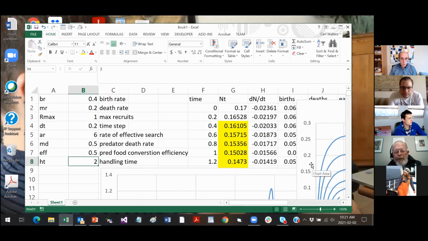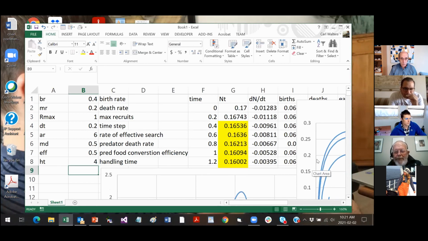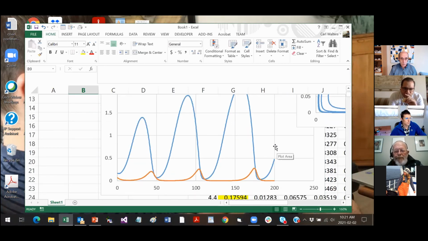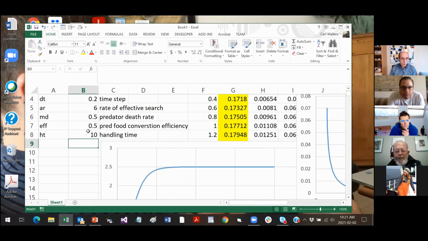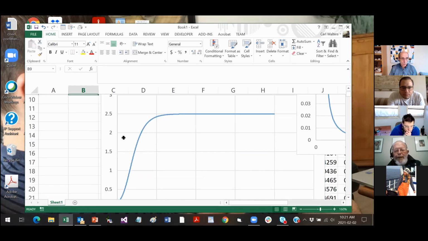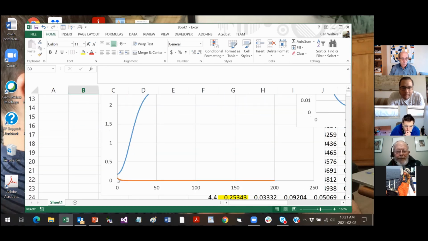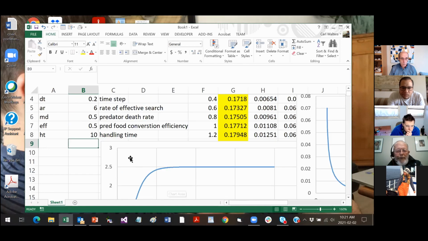If I slow the predators down even more, it doesn't fix the problem. You still get oscillations. Slow them down even faster. Ooh, I guess if I get really too much handling time, then the predators just die out. So I don't want to do that.